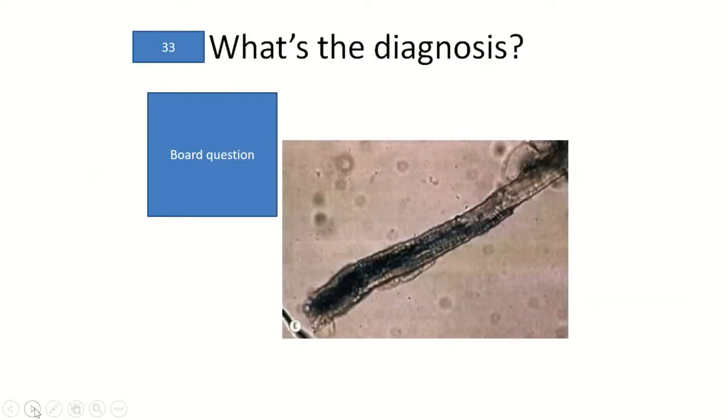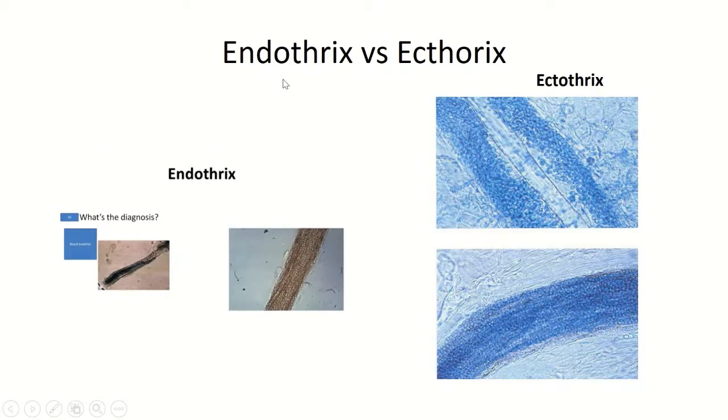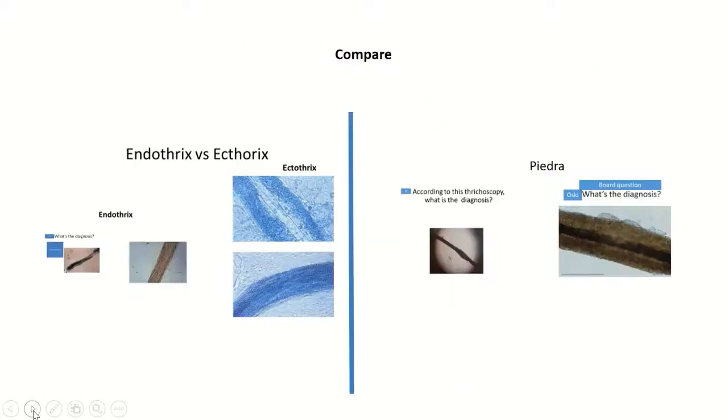Question 33. This board question is endothrix. The fungi here are inside the hair shaft. Endothrix. In ectothrix, the fungi are outside the hair shaft, that means cuticle destruction. Ectothrix, endothrix. And here compare endothrix, ectothrix, and piedra.